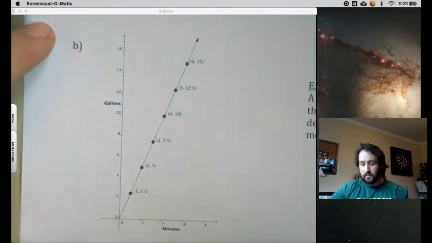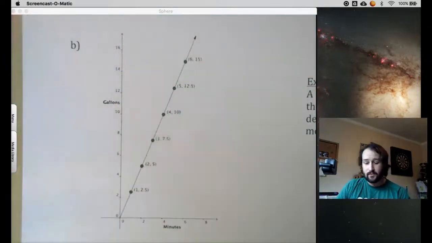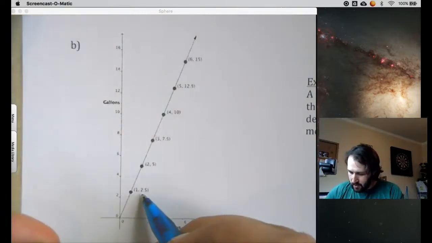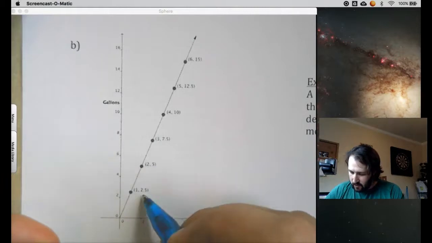All right, so this one looks different. So since this one looks different, let's take a look at the numbers. My x is 1 and 2.5. And then the y was 2.5.